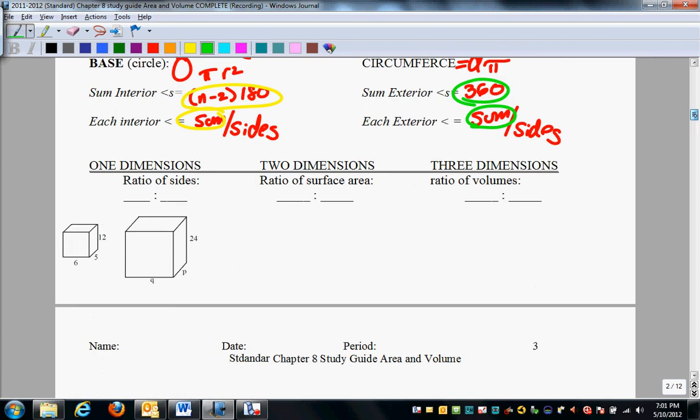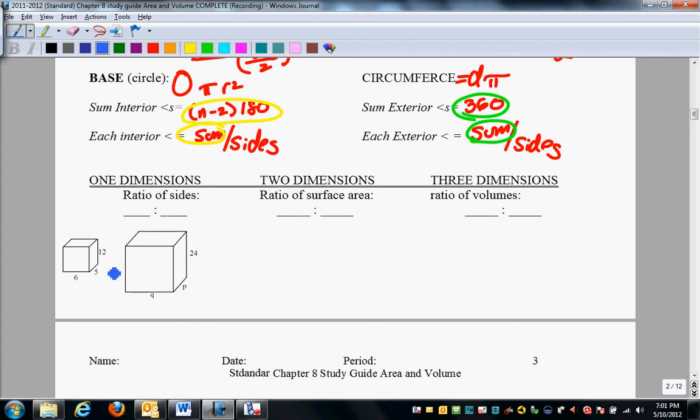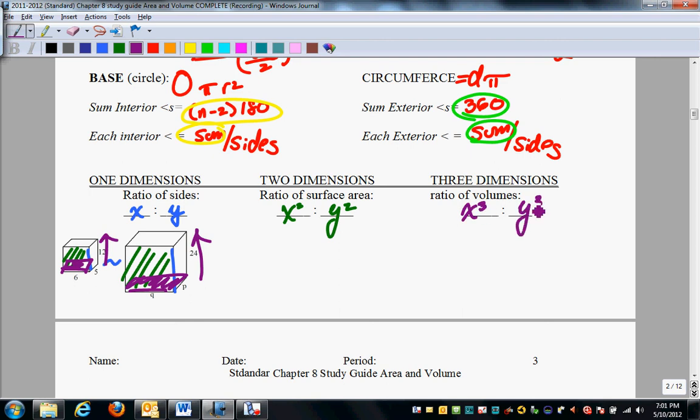When we have solids which are similar, here, for example, the ratio of the sides, the edge to edge, we're going to call it x to y. But the ratio of the areas is going to be x squared to y squared. And the ratio of the volumes, if you were to do the volume for both of these, is going to be x cubed to y cubed.